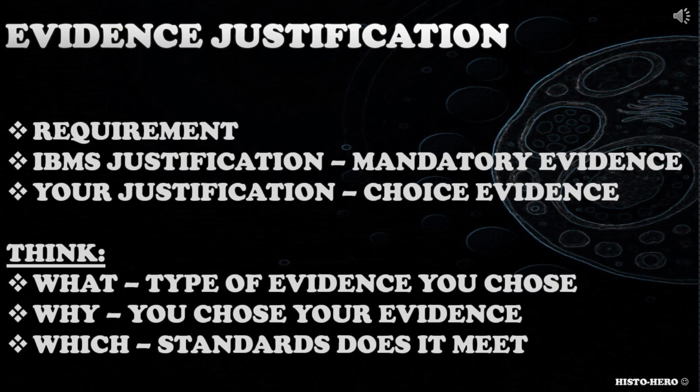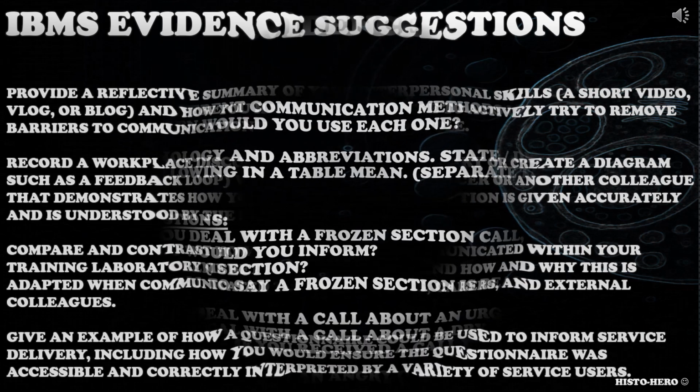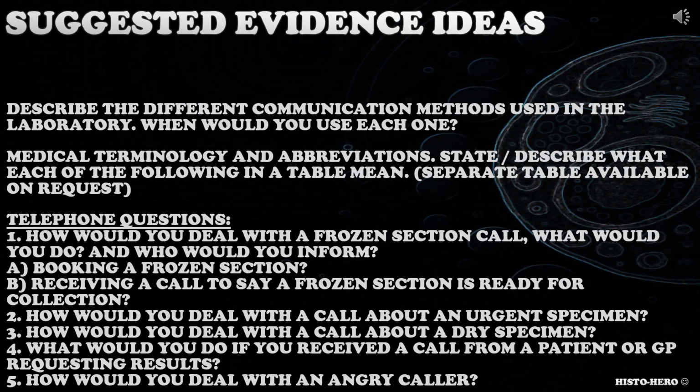Think about what type of evidence you have chosen, then think why you have chosen that particular evidence, and think which standards you are meeting with that evidence as well. These are some suggestions from the IBMS that could be used as the choice evidence in this section. They are pretty good and can meet several standards, which is what you need. And these are a few ideas of types of evidences you could also consider. Again, they can meet several standards as well, which is the goal.